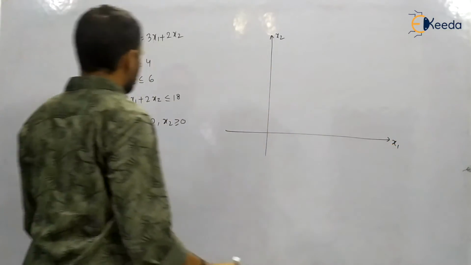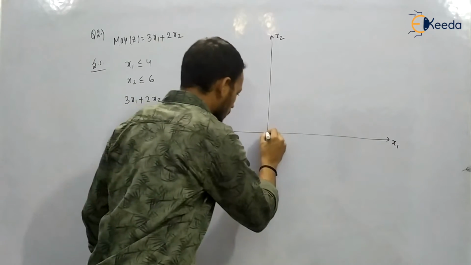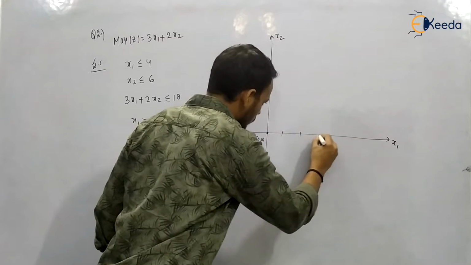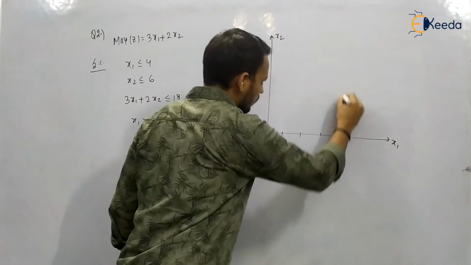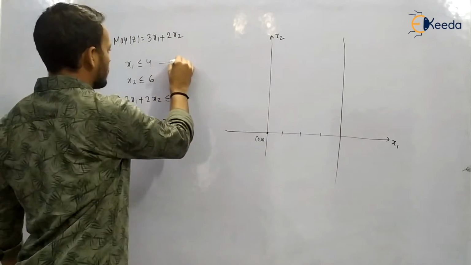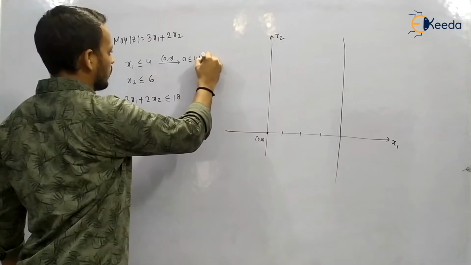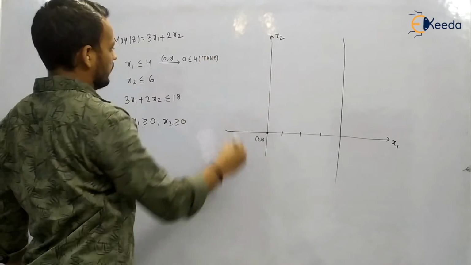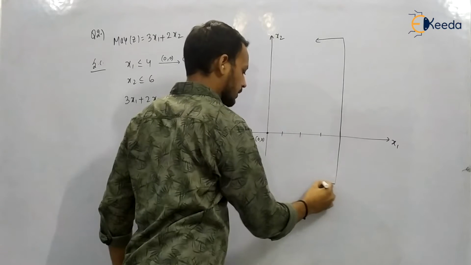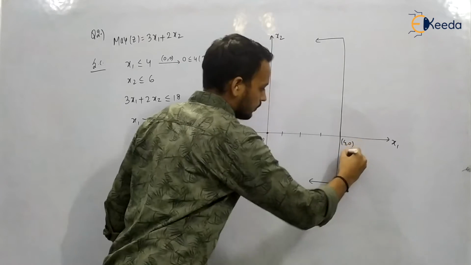We are going to plot the constraints. The first constraint is x1 less than or equal to 4. So we will take the origin 0 comma 0, then 1, 2, 3, 4. So x1 is this one. We will put 0 comma 0 here. It says 0 is less than or equal to 4, so the condition is true. So the graph will be shaded towards the origin. This is 4 comma 0.